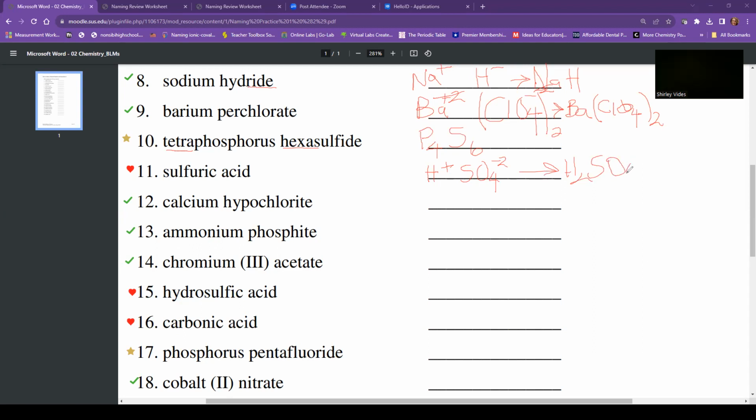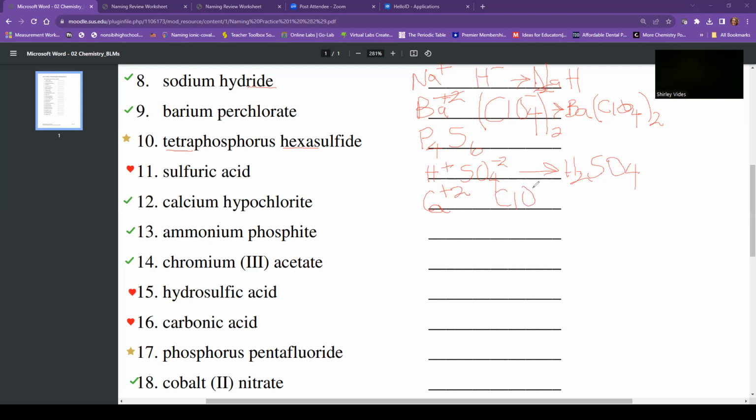Okay, there we go. Calcium hypochlorite, okay? Again, it's telling me what to write. Write down the calcium ion, right? Ca, and it's in group 2, so we know it's a +2. And hypochlorite. Hypochlorite is ClO negative.